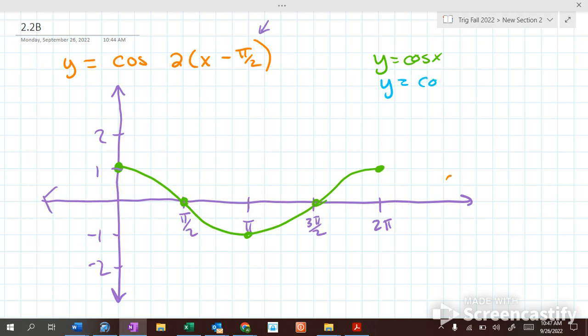y equals the cosine of 2x. B equals 2, so everything is twice as close. Because 2 pi divided by 2 is pi, so my period is going to be pi long, so everything's going to be squeezed down, twice as close. So this doesn't change. Pi over 2 was 4, now it's 2. See why I made it 4?